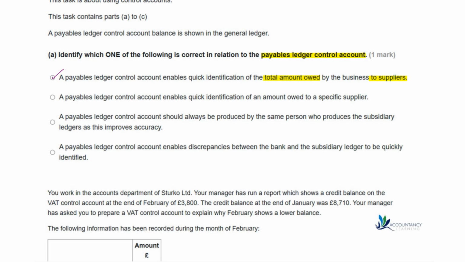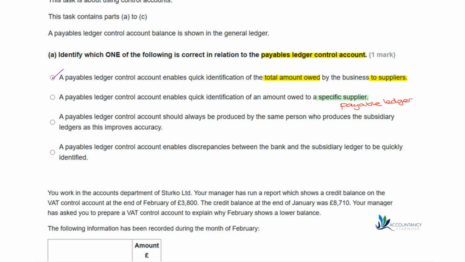A payables ledger control account enables quick identification of an amount owed to a specific supplier. So for this one, this would actually be your payables ledger. So not your ledger control account, it'll actually be your payables ledger.